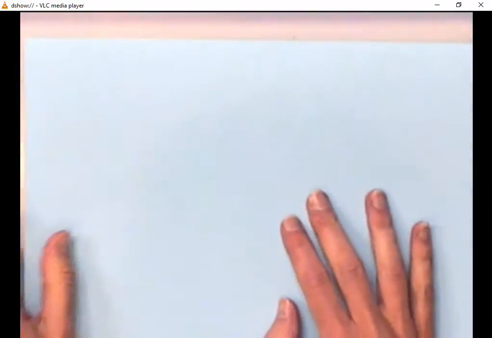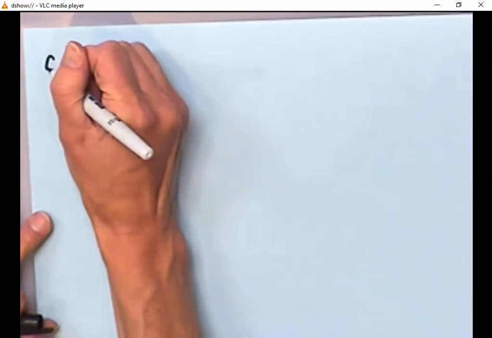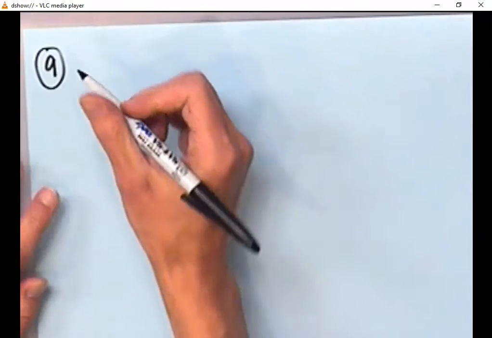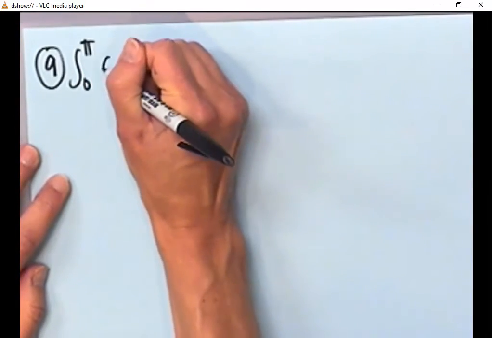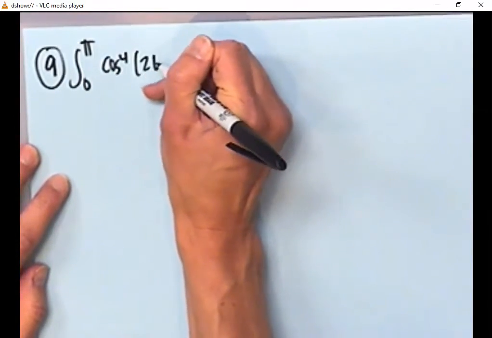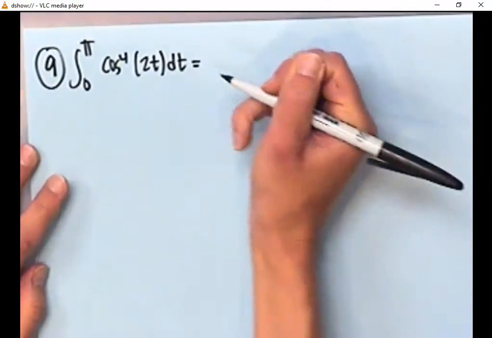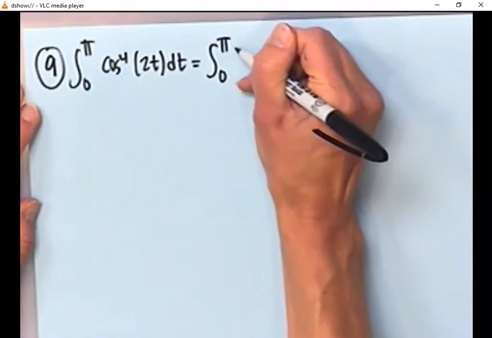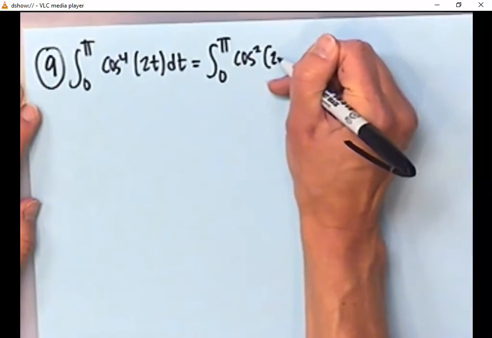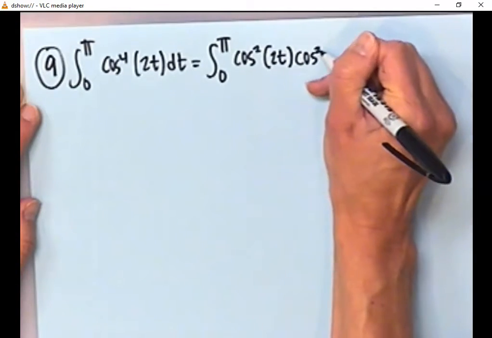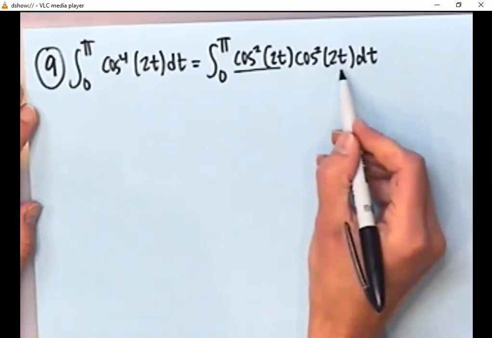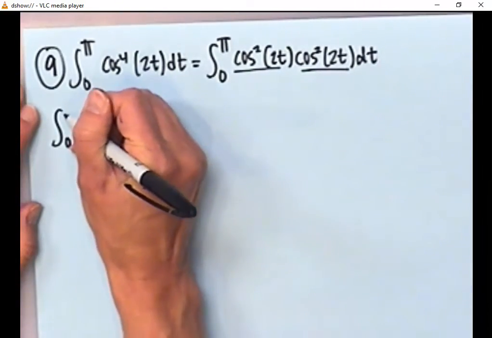So let me do number 9. Okay, so 9 from 7.2. This is the integral from 0 to pi of cosine to the 4th of 2t. When it's an even power, you're probably just going to have to do power reducing. So I'm going to split this up into cosine squared and cosine squared, and apply the power reducing to both of them. So I apply it to this one and FOIL that out.